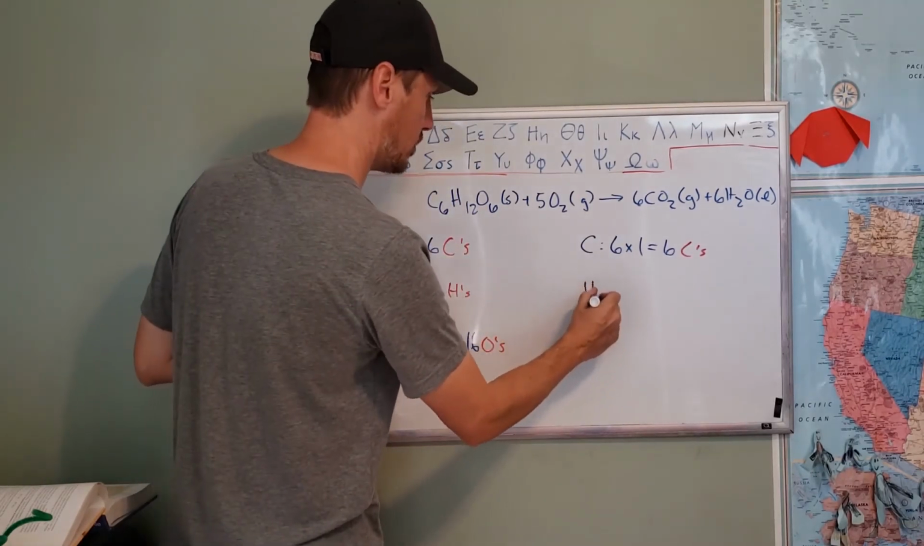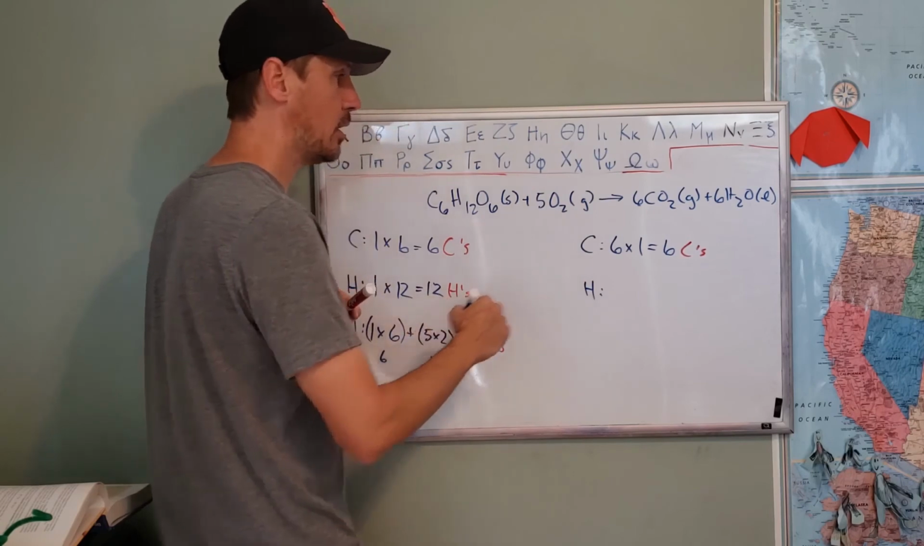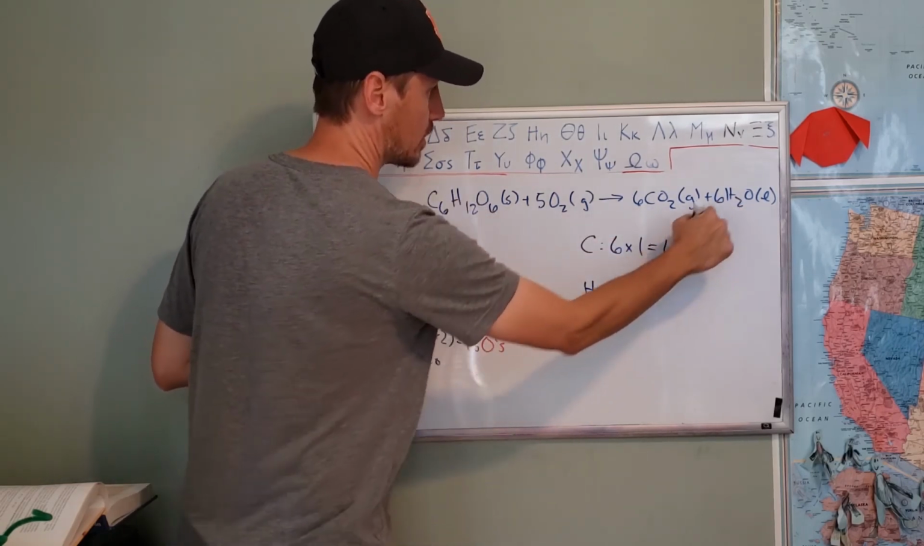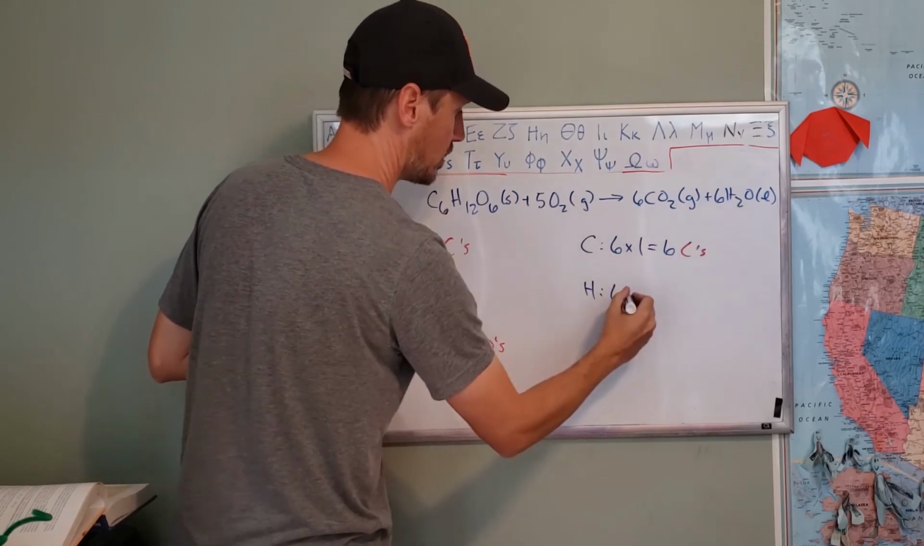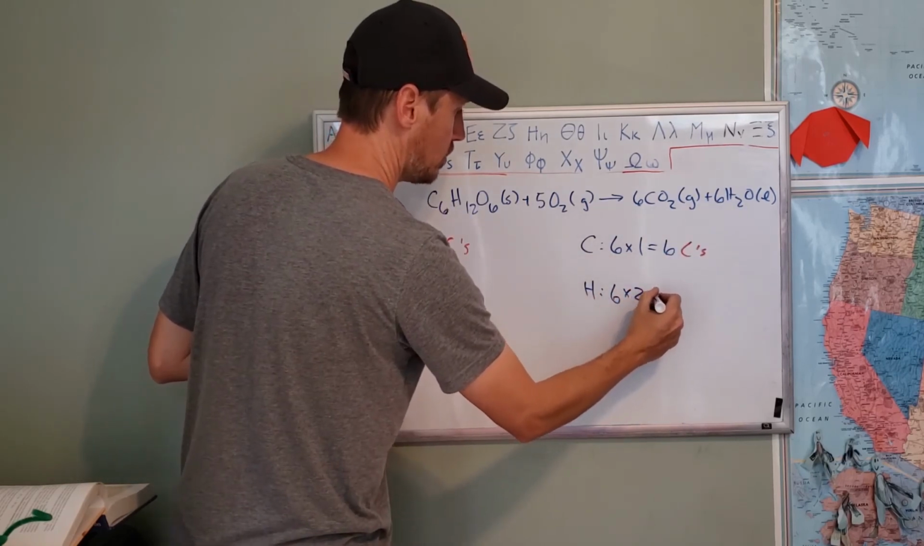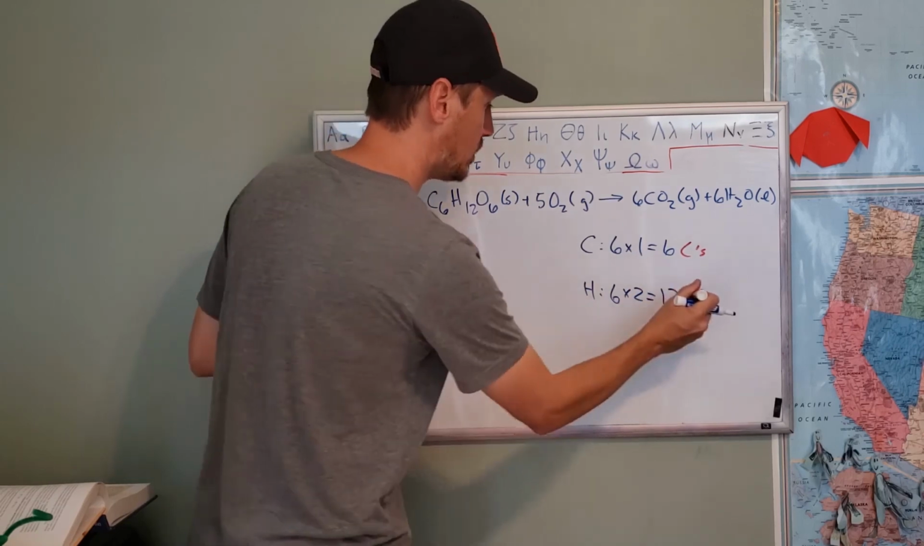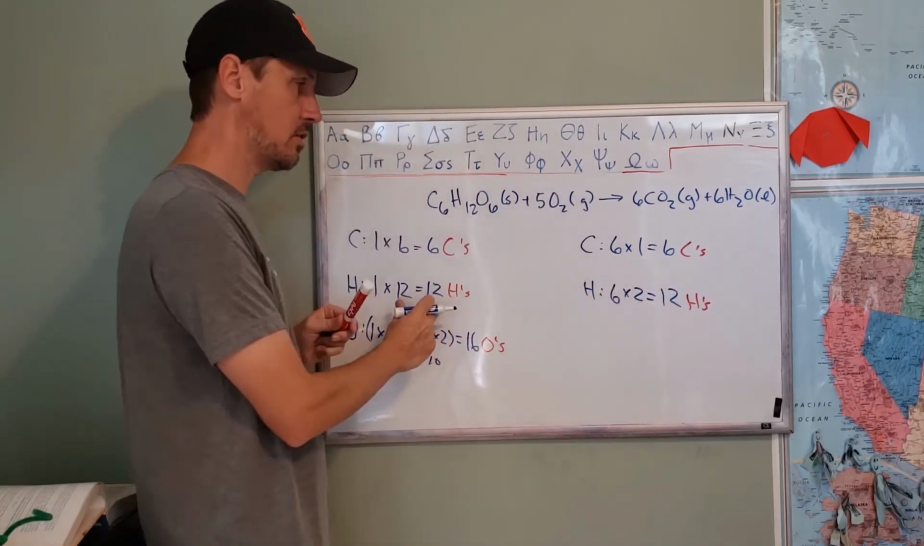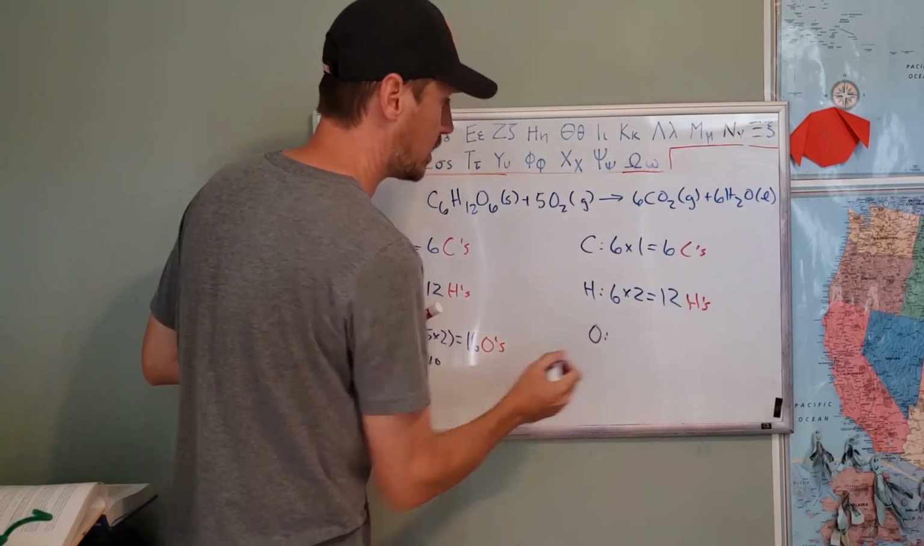What about the H's? We'll do H's next, since that's what we did next here. No H's in this compound, so we only have to look at this one. We have 6, the big number in the front, times 2, the little number next to the H, times 2 equals 12 H's. Oh, I'm feeling pretty good, right? We've got 12 H's over here. Let's count up our O's and we'll be done.